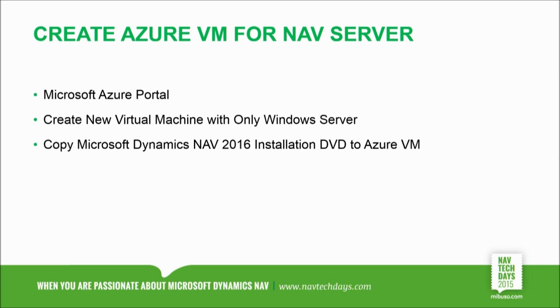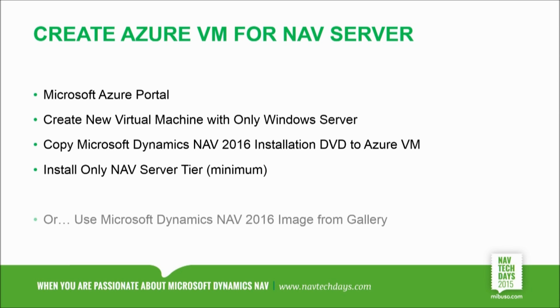And after that, we need to copy our NAV DVD, installation DVD to this virtual machine. Install only NAV server tier, again as minimum. We can install more. Or you can use from gallery Microsoft Dynamics NAV 2016 image. If you prefer it, you have everything installed on this image. I don't want to create now virtual machine because this is a really long time. I already have a few virtual machines prepared, and I will show you.